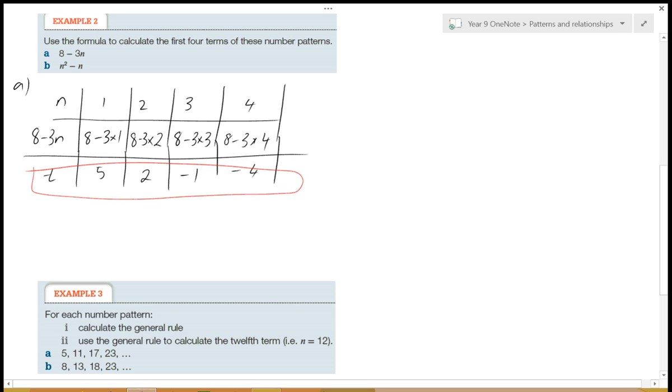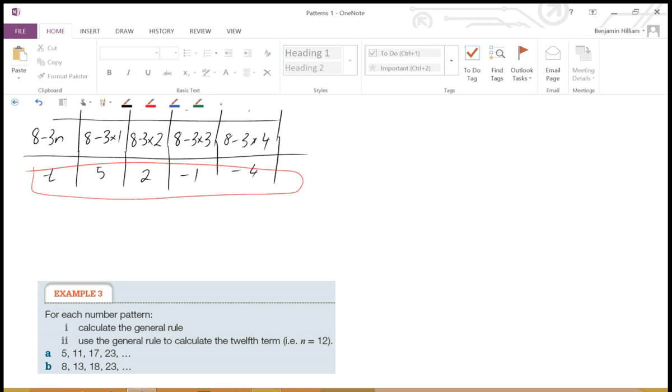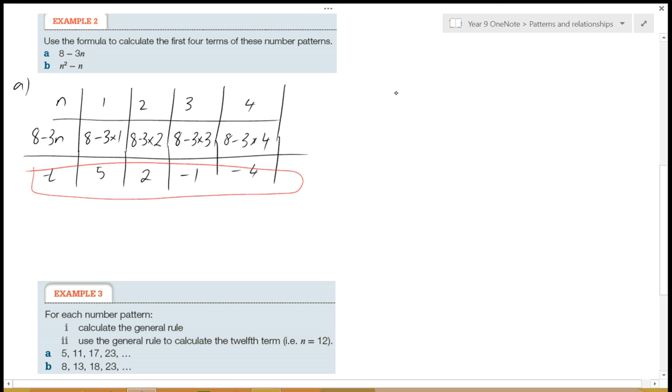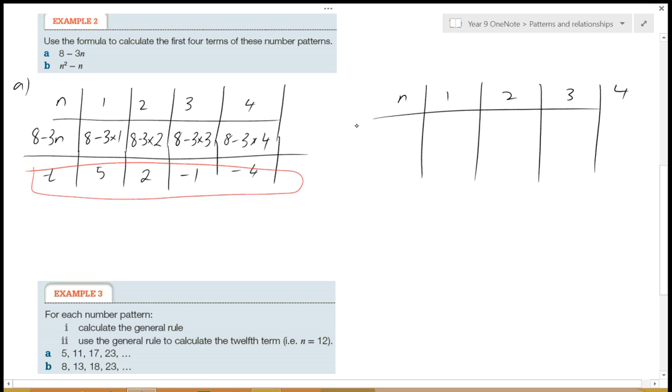Why is the rule taking 3 off each time? It's because in our formula it says minus 3n. Okay, so that's going to take 3 off each time. Okay, so our next formula is n squared minus n. So let's make up another table for that. So we'll have n, and we'll go from 1 to 4. 1, 2, 3, 4. And our formula is n squared minus n.